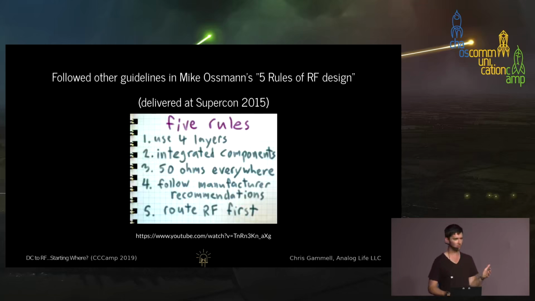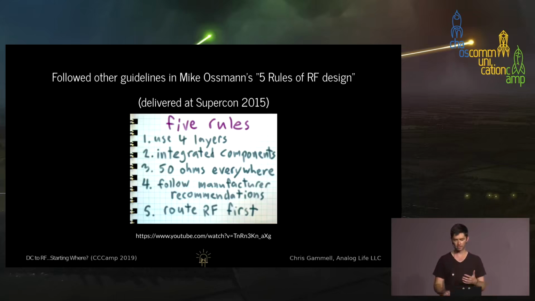And there's a great talk as well by Mike Osman, who was here at this conference. He talks about this as well. This is a talk he gave back in 2015 with some rules about how to basically copy an RF circuit and go through this. So I kind of think about my talk as an extension of that talk. Some of his rules were using 4 layers, using integrated components, trying to get everything to 50 ohms, following the manufacturer recommendations, that's effectively copying the example circuits, and then routing RF first. I think these are all really good rules.